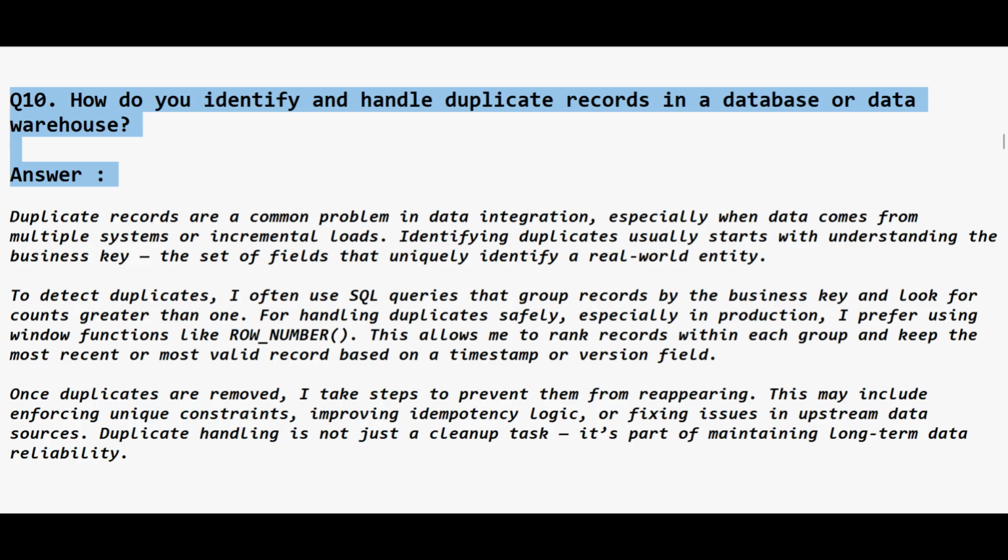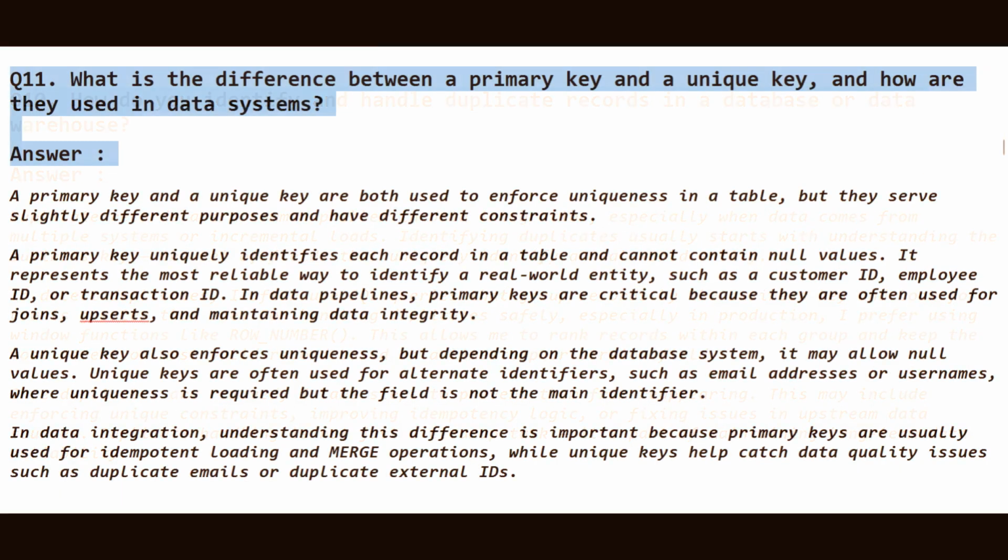Once duplicates are removed, I take steps to prevent them from reappearing. This may include enforcing unique constraints, improving idempotency logic, or fixing issues in upstream data sources. Duplicate handling is not just a cleanup task, it's part of maintaining long-term data reliability.